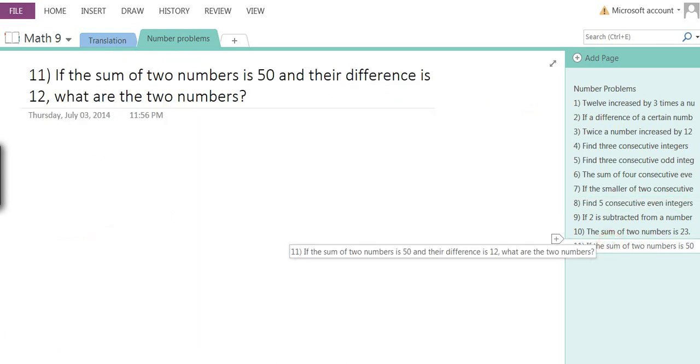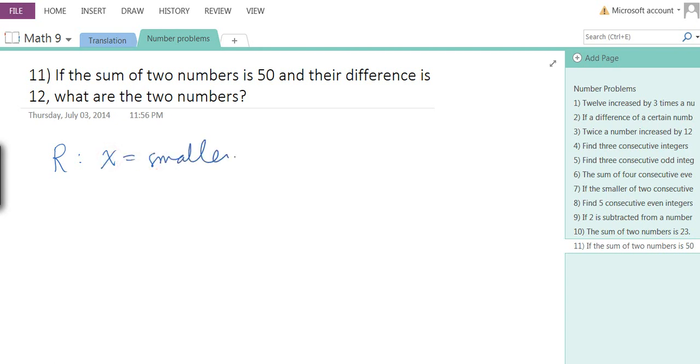Now, how about this one? The sum of two numbers is 50 and their difference is 12. What are the two numbers? So again, it's just like the problem a while ago. If the sum of two numbers is 50, if I let x be my smaller number, then my larger number will be represented by 50 minus x. This is my larger. For the equation, it says here that their difference is 12.